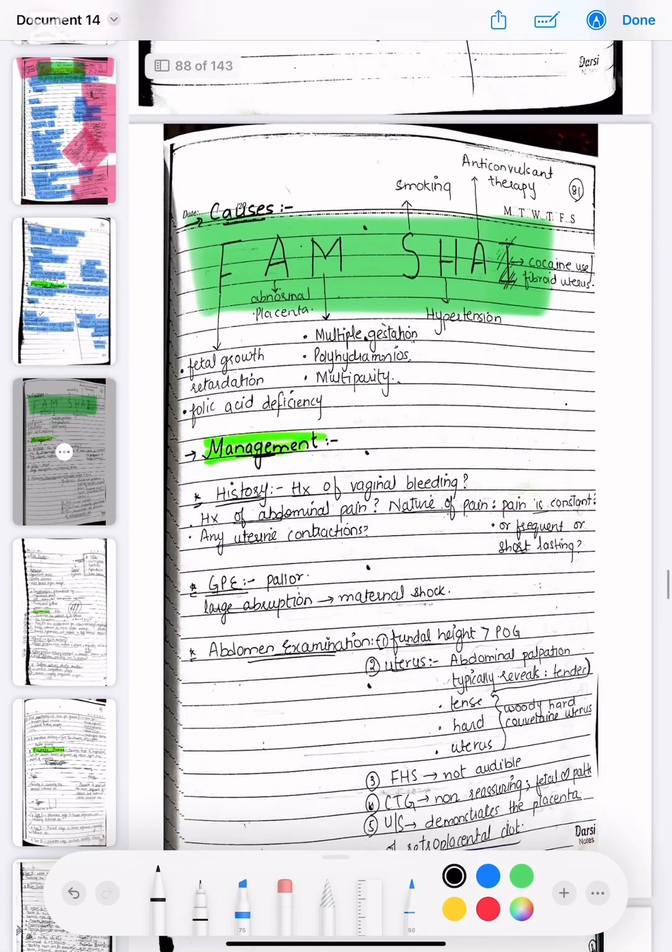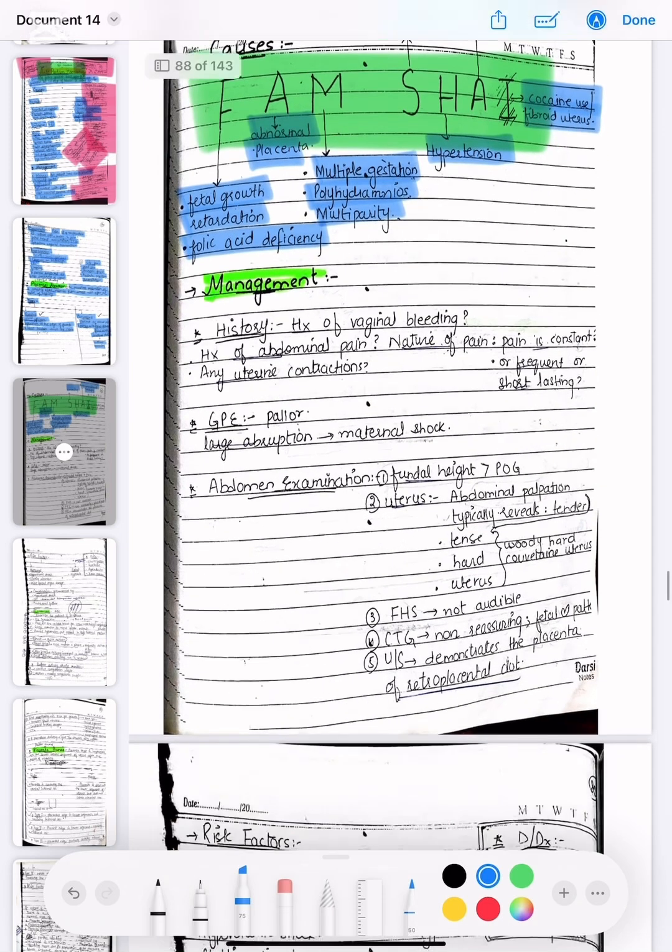Now what are the causes? These are fetal growth retardation and folic acid deficiency, abnormal placenta and multiple gestation, polyhydramnios and multiparity, hypertension, smoking, anticonvulsant therapy and cocaine use, and fibroid uterus.